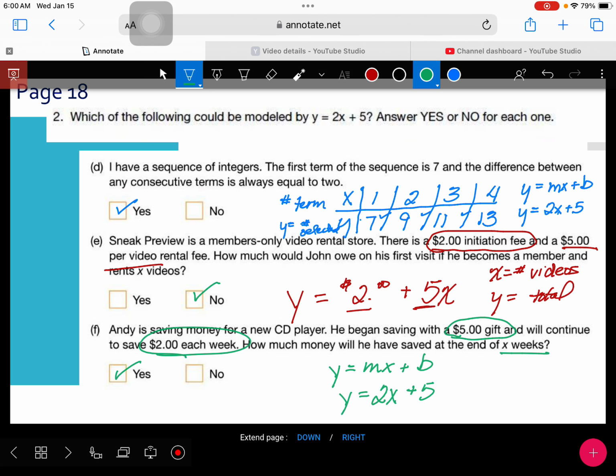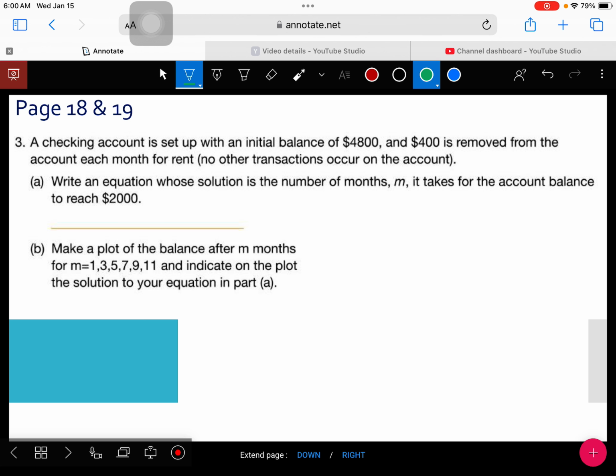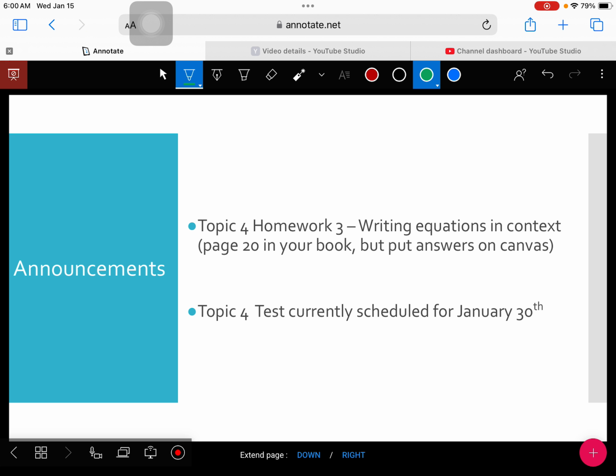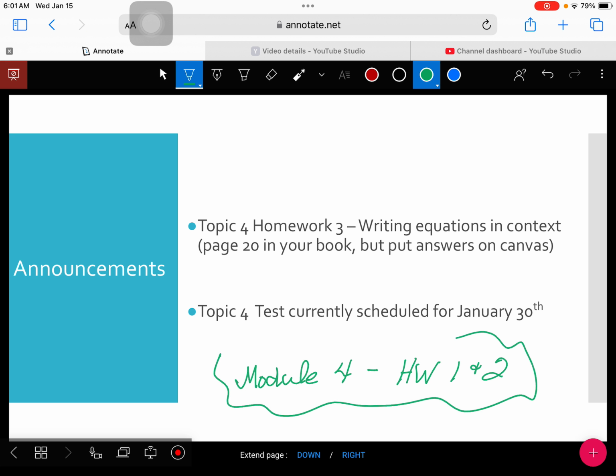Okay. All right. Number 3, we are not going to do 3 at this time. It looks like you could start on homework 3, but I am really interested in making sure that you are working on this topic 4, module 4, and I really want you to be working on homework 1 and 2 to get those done by Friday.